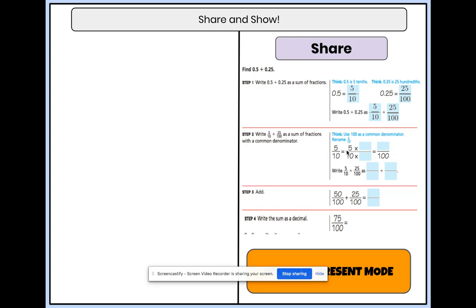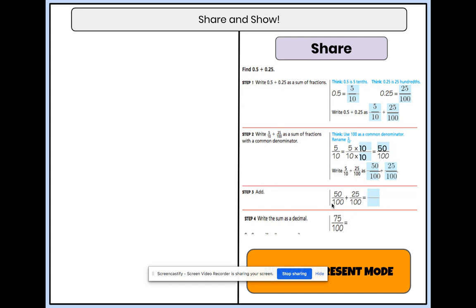And when we do that, in order to turn 10 into 100, I know that 10 times 10 equals 100. So I can multiply my numerator and my denominator by 10, and 5 times 10 equals 50, and 10 times 10 equals 100. So now I have 50/100, and both my denominators are going to be 100. So I can rewrite 5/10 plus 25/100 as 50/100 plus 25/100.